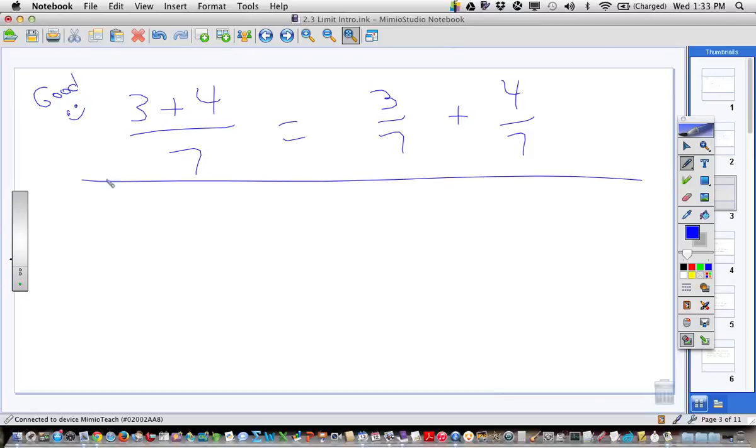Now, if you reverse that, can you split it apart like that? That does not equal 1. That is bad. Okay? That is bad.